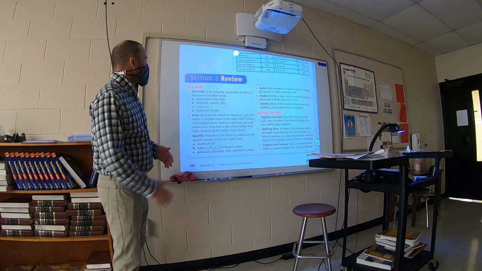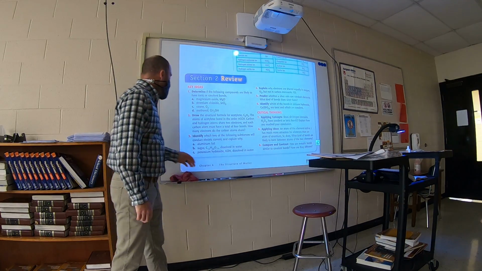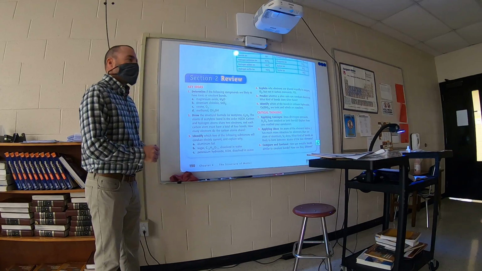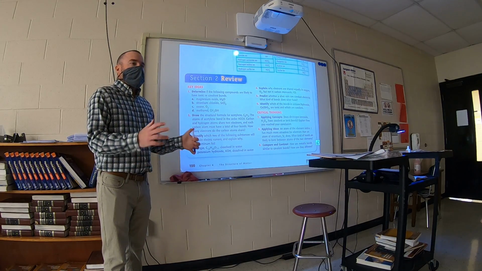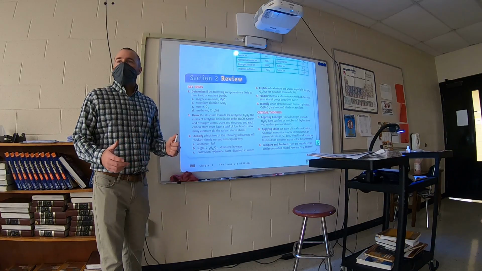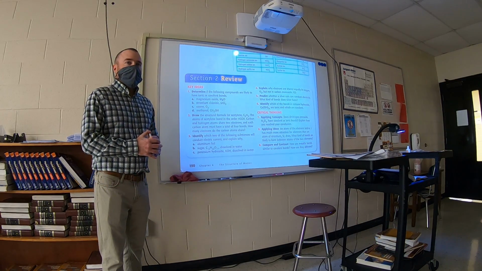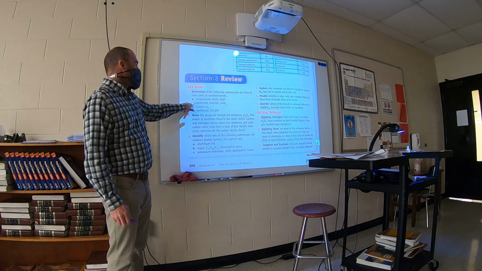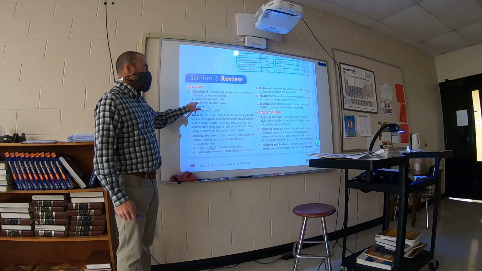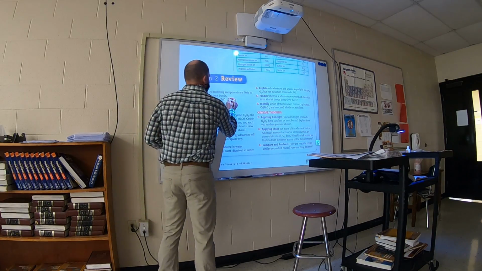Number one, it says determine if the following compounds are likely to have ionic or covalent bonds. This is simple enough to identify ionic compounds or covalent molecules. All you have to do is look for a metal. If there's a metal in it, it's ionic, okay? So the first one, magnesium oxide. Does magnesium oxide have a metal in it? Yes, magnesium is a metal, so this is ionic.